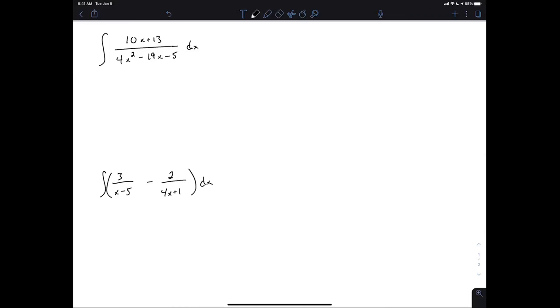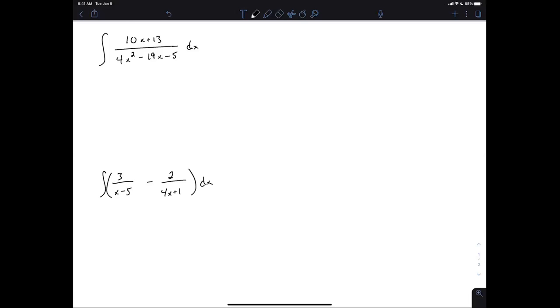Okay, so I've got two problems on the screen. What I'd like you to do is take a minute and see if you can figure out how to do at least one of them, or both if you know how. I'm going to give you a minute to try to figure these out, and then let's talk about them.